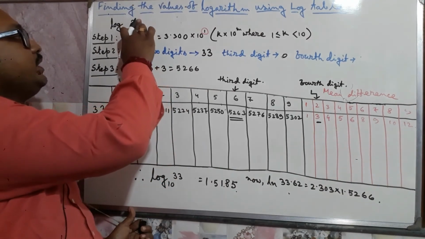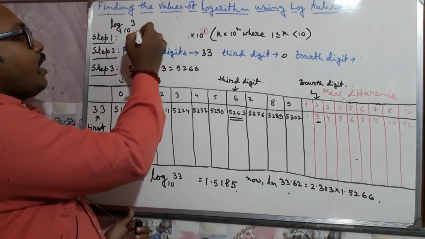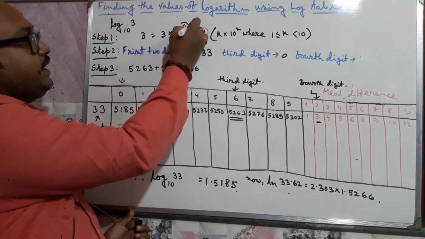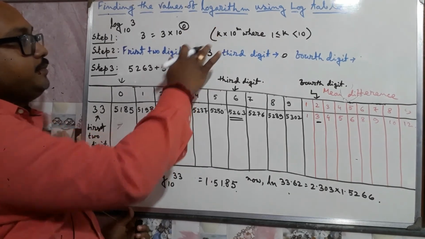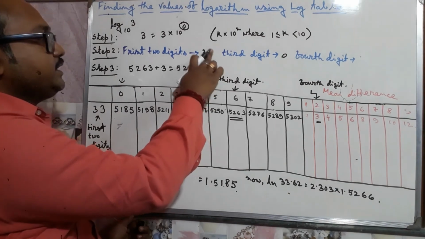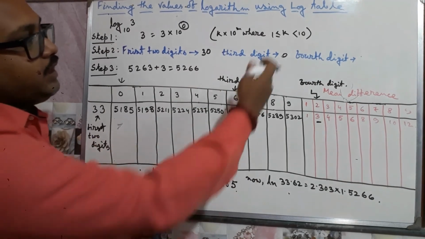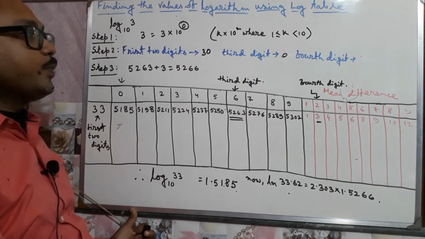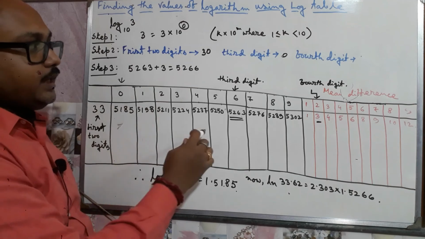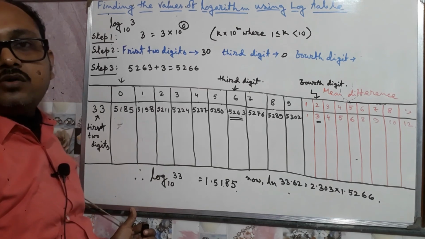If only 3 is there, then what can we write? 3 is equal to 3 into 10 to the power 0. Then the integer part becomes 0 here. Then for the first 2 digits, we can see only one digit is there, that is 3. To get the 3 digits, we have to take 0, and the third digit becomes 0, meaning no digit is there. So you have to check the row of 30 and the 0 column. This is the process to get the value of a logarithm.